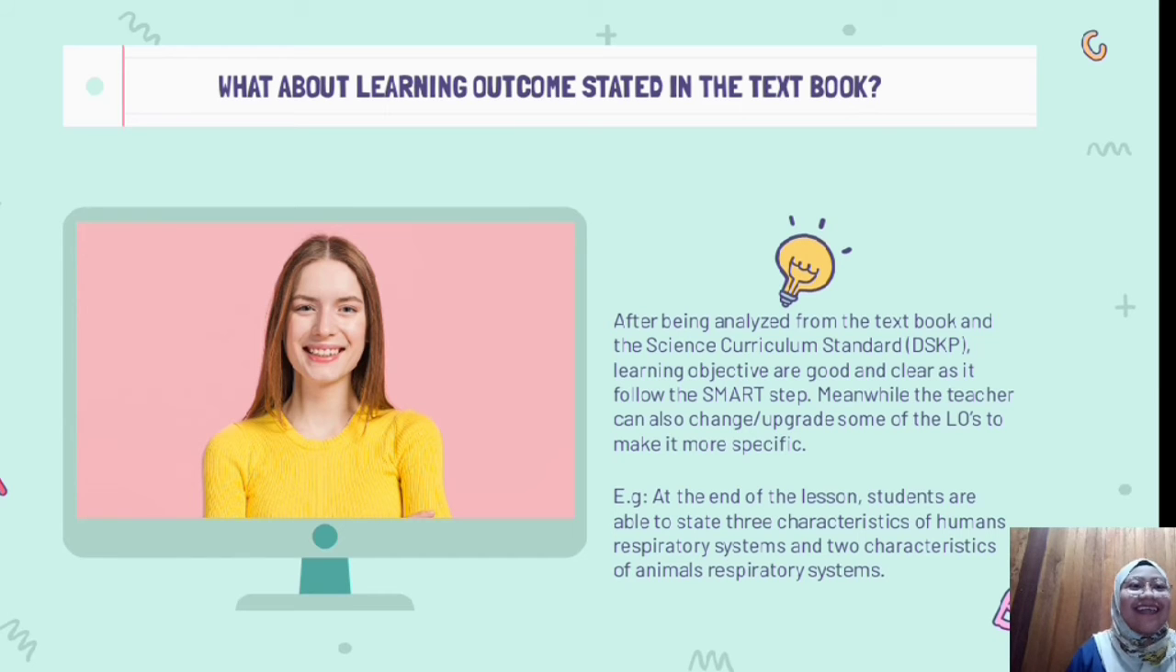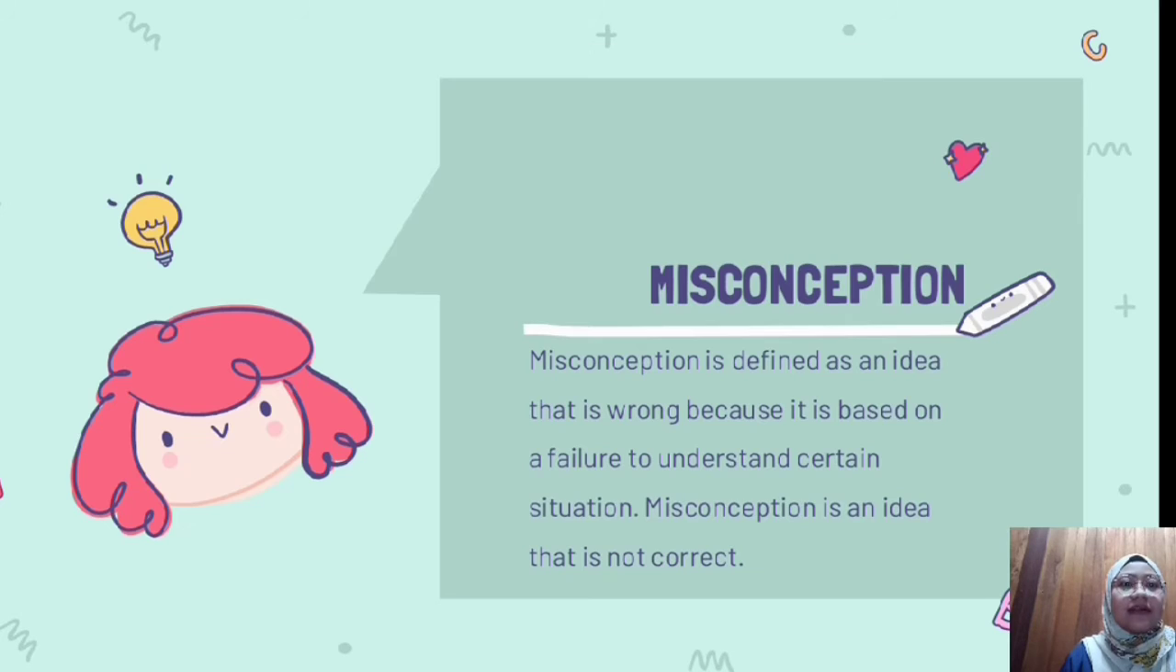Meanwhile, the teacher can also change or upgrade some of the LOs, which are the learning objectives or learning outcomes, to make them more specific. I give a simple example here: at the end of the lesson, students are able to state 3 characteristics of the human respiratory system and 2 characteristics of the animal respiratory system. You see that we have two things that we can combine together, right?